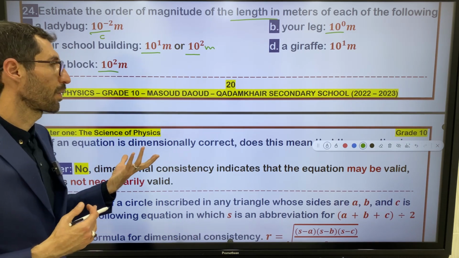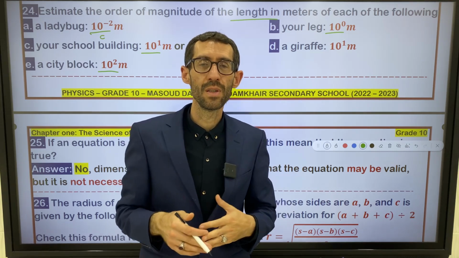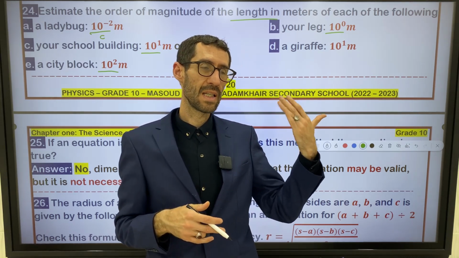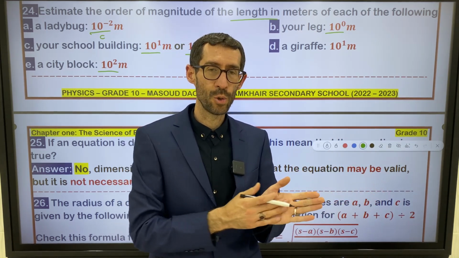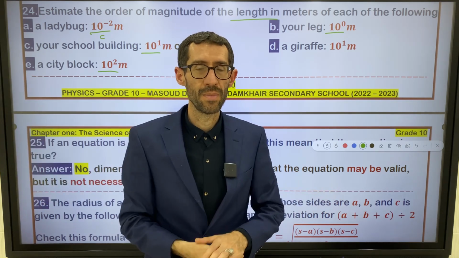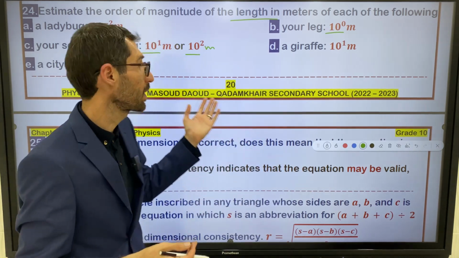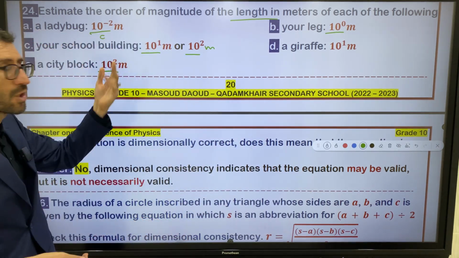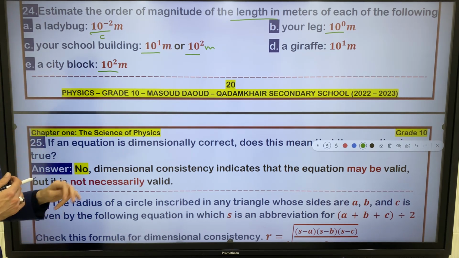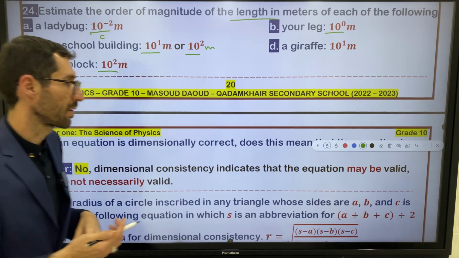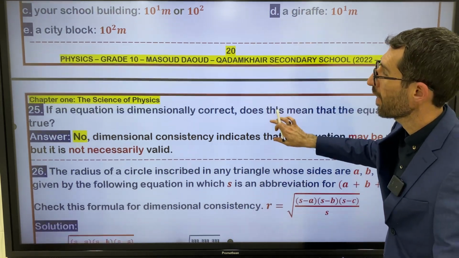Think about, for example, your alley in your neighborhood. Maybe you start from the edge of the alley to the end of the alley. Whenever you measure it, maybe it reaches 100 meters or sometimes more than 100 meters. That's why the order of magnitude of a city block is 10 to the power 2 meters. Let's move on to another question, question 25.